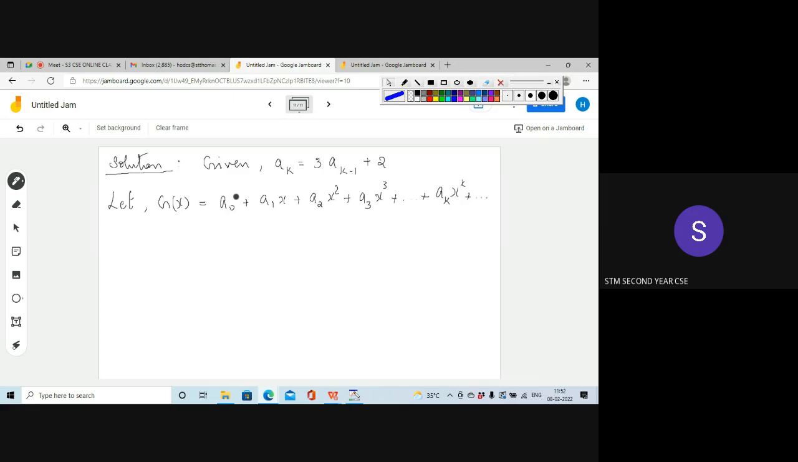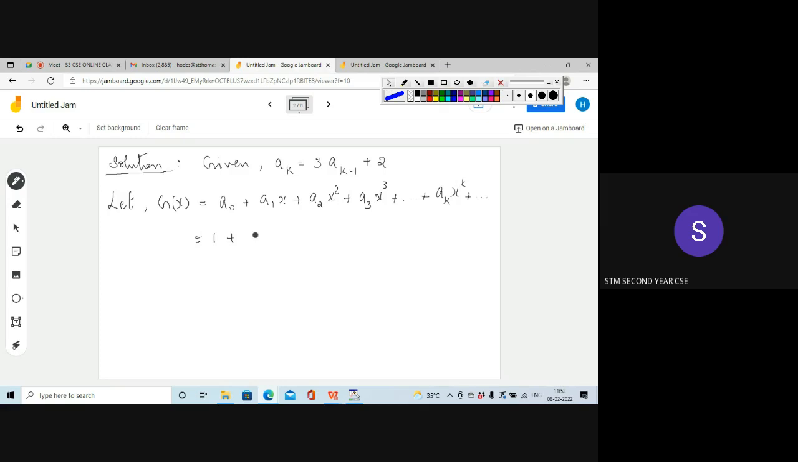So now what is the value of a_0? a_0 is directly given in the question, isn't it? I had just now told you to modify it. Okay, a_0 is equal to 1. Very good. So we can substitute 1 here in this equation, so a_0 becomes 1.